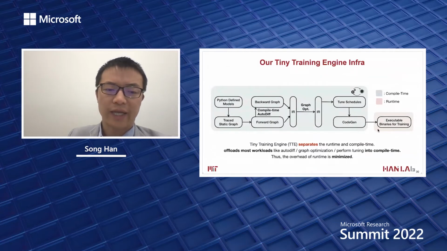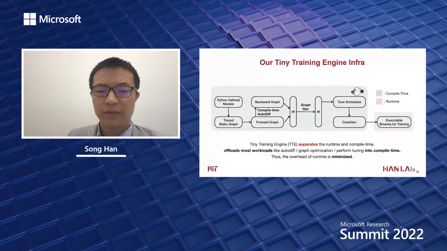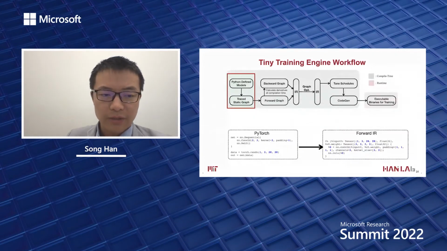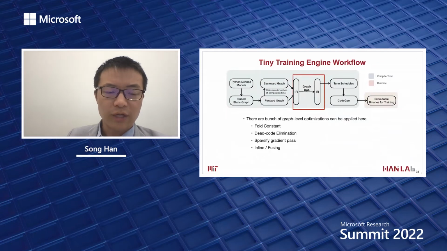Okay, so the tiny training engine separates the runtime and compile time, and offloads most of the workloads like AutoDiff, graph optimization, and tuning into the compile time. Thus, the overhead of runtime is greatly minimized. Here we start with a forward IR, and then we generate the backward IR. It is still flexible, right? But everything is generated at compile time. So at runtime, we just need to execute the already compiled binary.